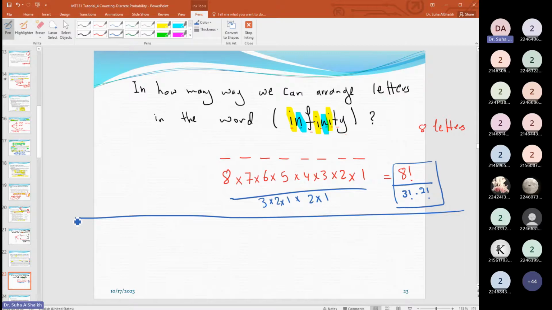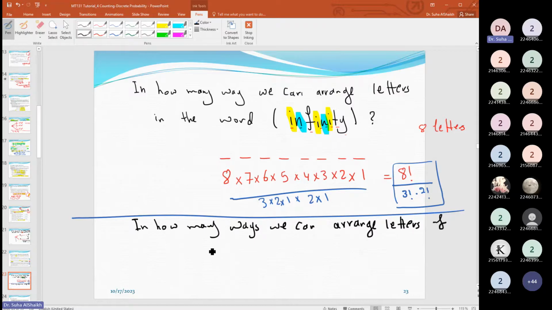Now one more example. In how many ways can we arrange the letters of the word Muhammad? So how many letters do we have? 1, 2, 3, 4, 5, 6, 7, and 8 again.